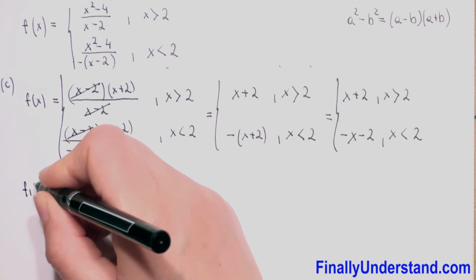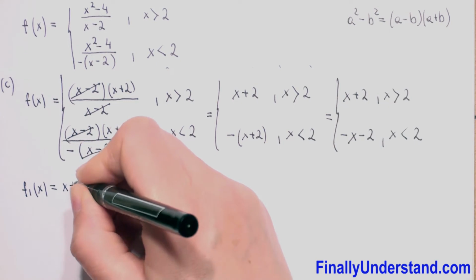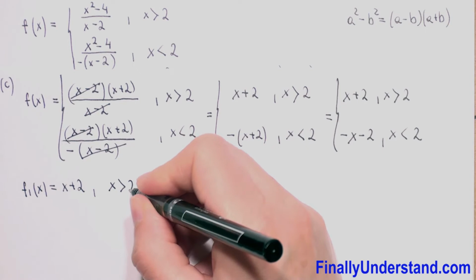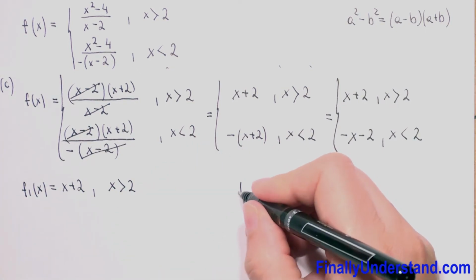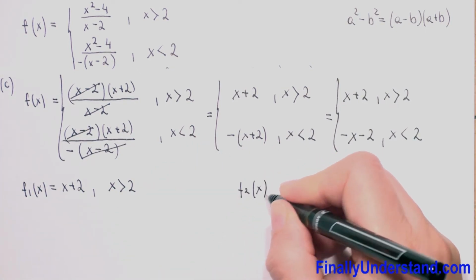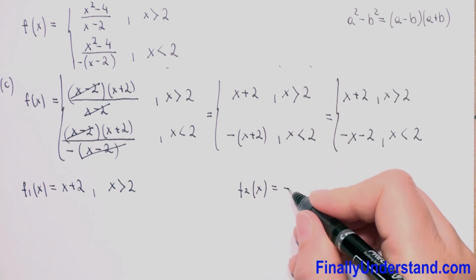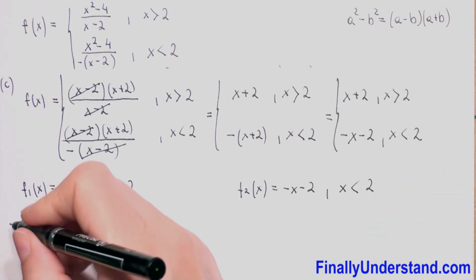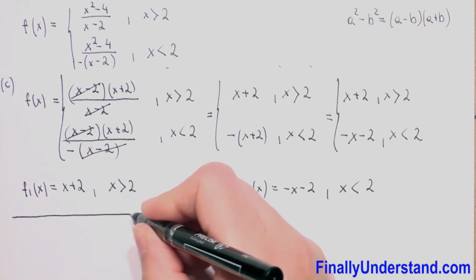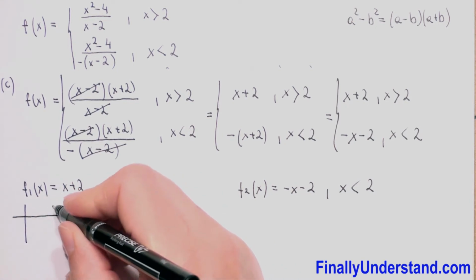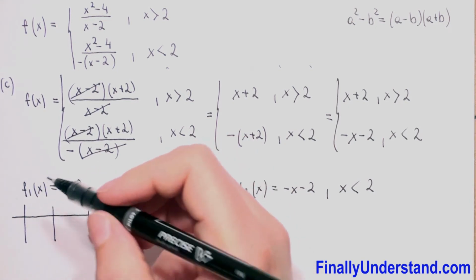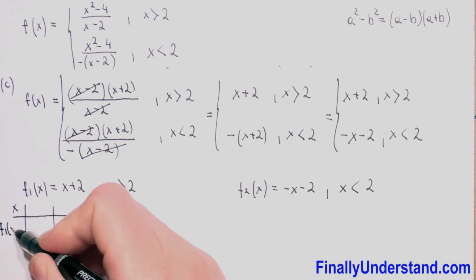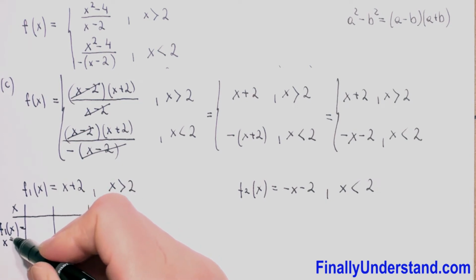So it will be f1 of x equals x plus 2, and the domain for this part is x greater than 2. And the second function, f2 of x, will be negative x minus 2 for x less than 2. So let's choose x and calculate the value. In the second row we will have f1 of x equals x plus 2.